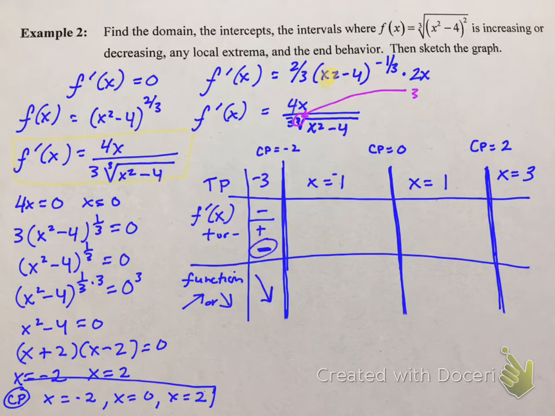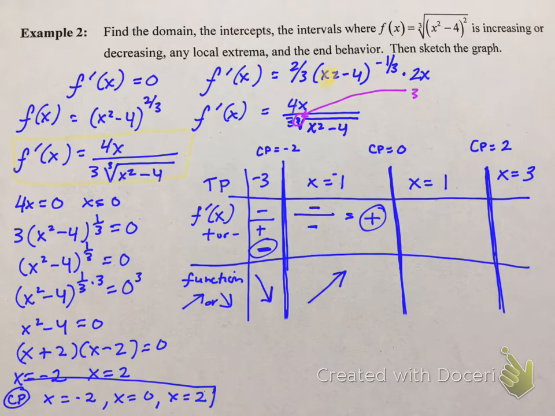Okay, so let's go ahead and do negative 1. If I plug negative 1 in for x in the numerator, I get 4 times negative 1, which is a negative value. And if I plug negative 1 into the denominator, I get negative 1 squared, which is positive 1, minus 4 is a negative. And remember, I can take the cube root of a negative number, and that becomes negative. So a negative divided by negative will give me a positive result. So my function is increasing.